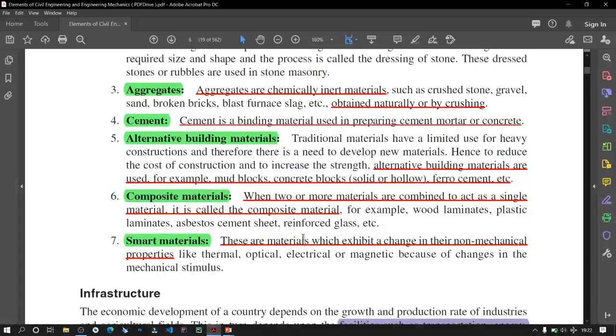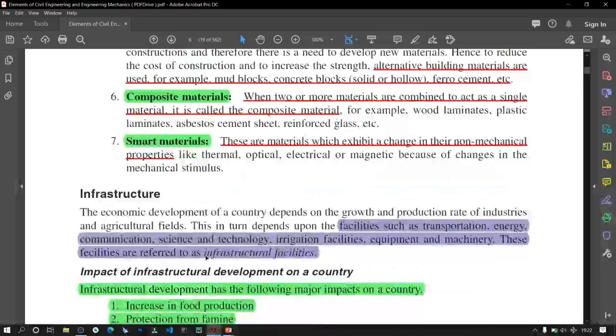Composite materials are like the glass of our windows, and some plastic things, like in switchboards. They are also used in civil engineering, so we use composite materials too. Smart materials are like Alexa. Today most Alexa devices can open the door also, so they are smart materials.